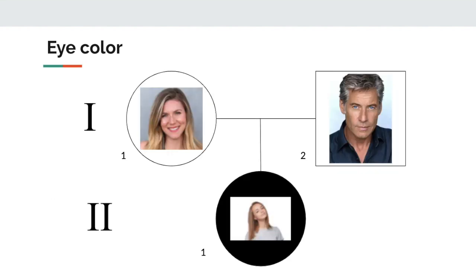Lastly, for further detail, she also made a pedigree for eye color. This showed that both her parents have the dominant gene of blue eyes, and she ended up with the recessive gene. Therefore, she's the only shape that is shaded.